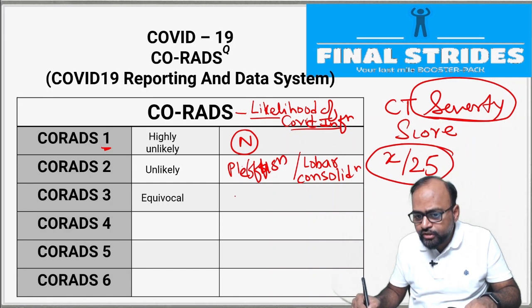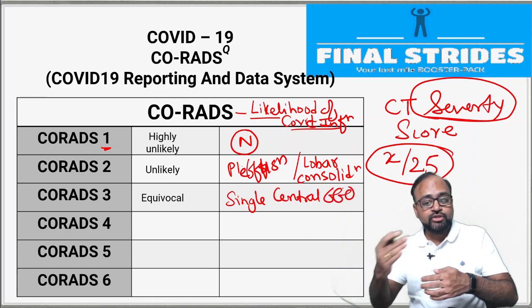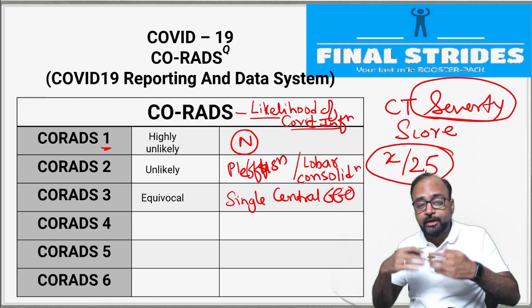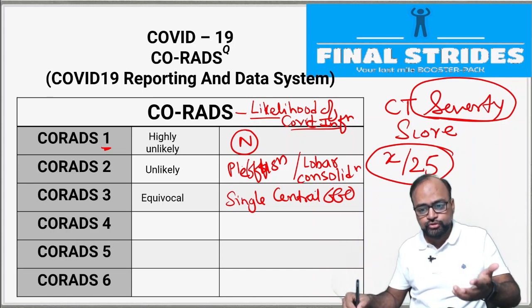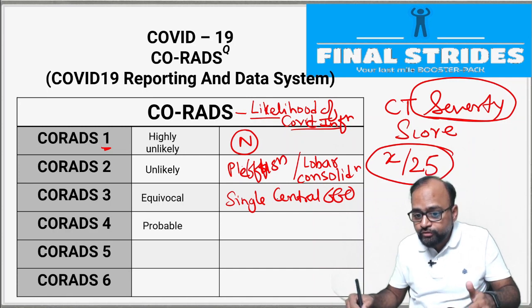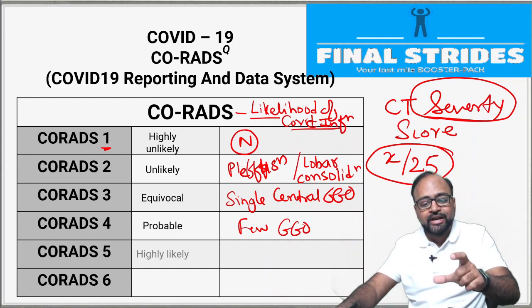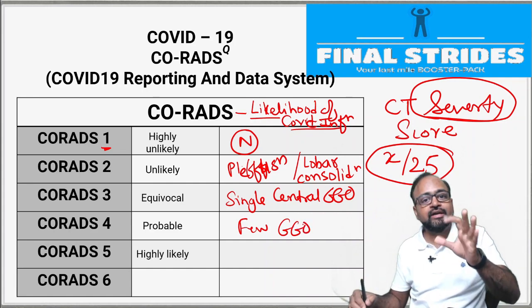Equivocal, so you see a single central ground glass opacity. What is the pattern of ground glass opacity in COVID? It is usually multifocal peripheral ground glass. You see a single central, you say it is indeterminate equivocal. If you see few ground glass opacities, yes, it is probable, that is called CORADS 4. So few ground glass opacities. CORADS 5 is very typical or highly likely of COVID.